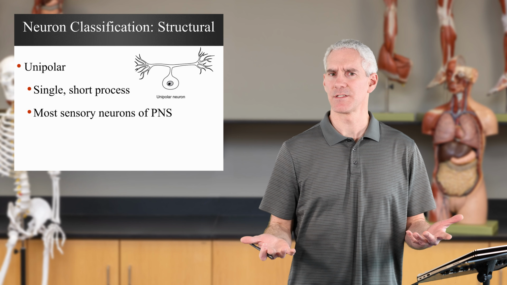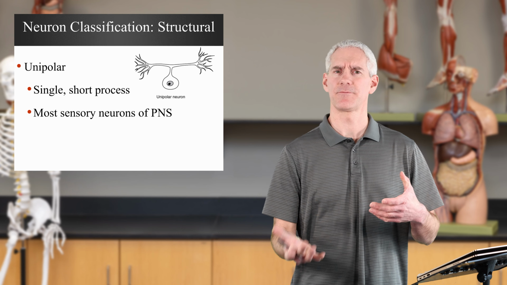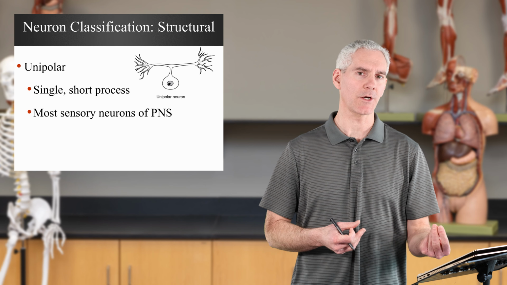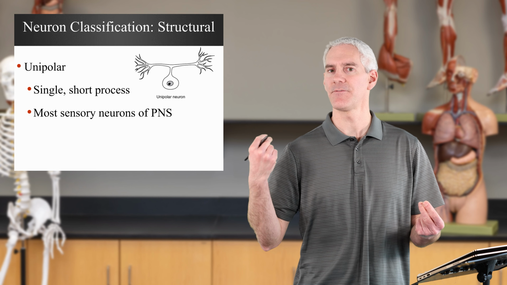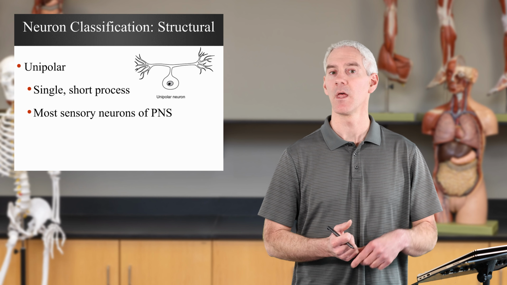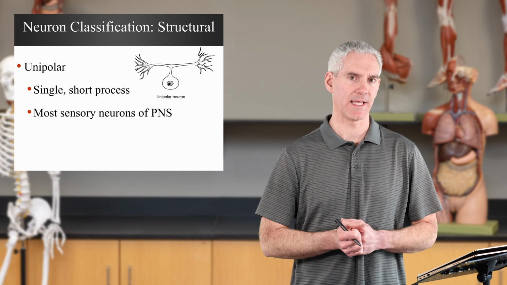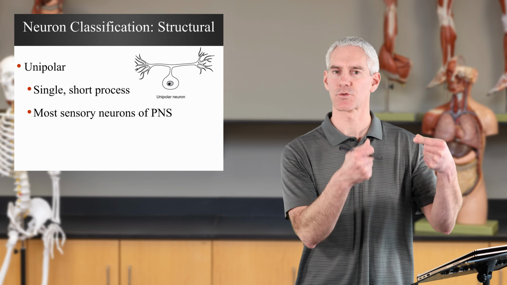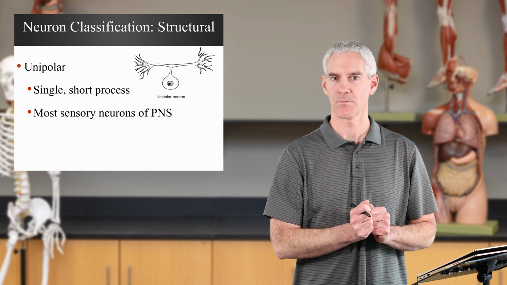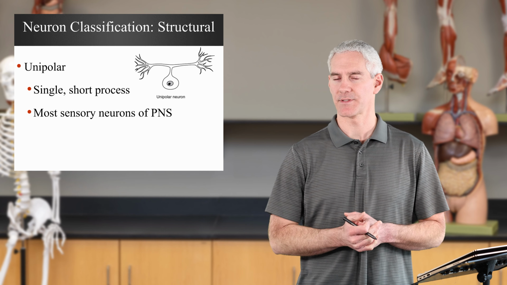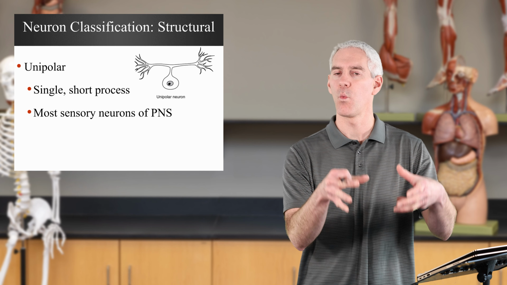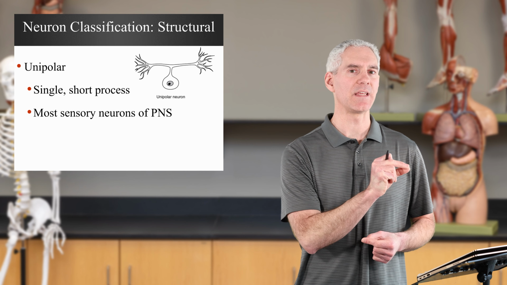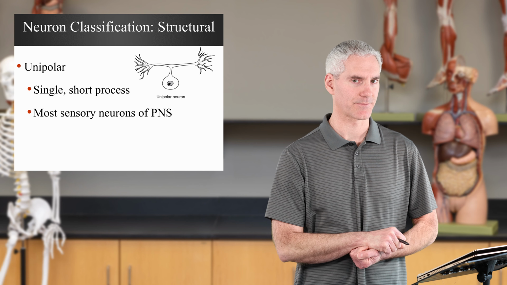So how do we classify all these neurons? Because we have different functions, different purposes. Well, we're going to have what's referred to as a structural classification and a functional classification. The structural classification is based on how it's built. What is the physical structure of a neuron? While the functional classification is based on what that neuron is doing. We're going to start with the structural classifications.